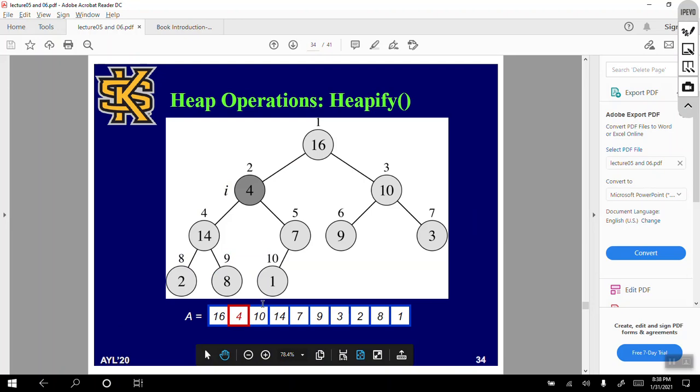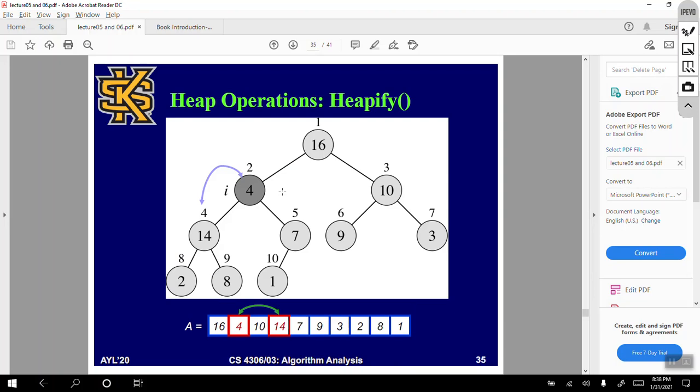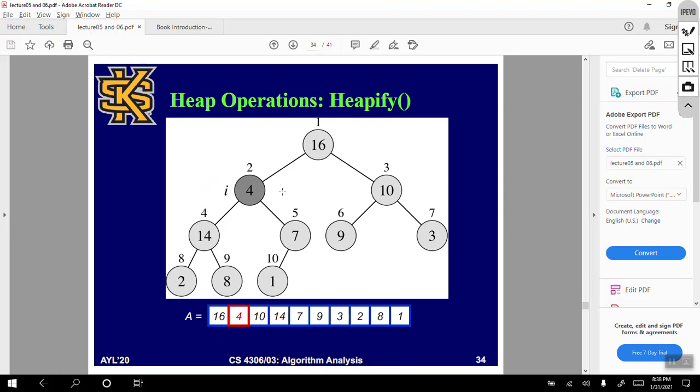This slide shows how we do Heapify. For the first level it is fine: 16 is greater than both 4 and 10, right? But 4 is not greater than 14, so we need to swap 4 and 14.